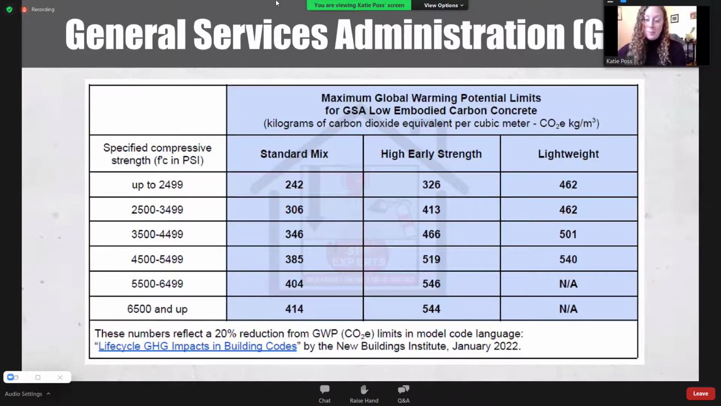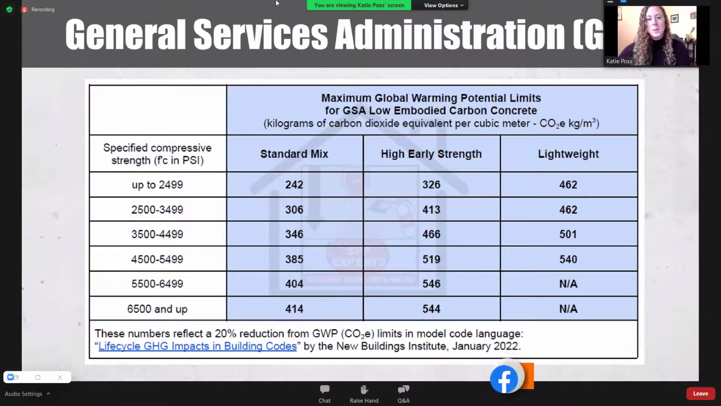And finally, hot off the press, just last month, the General Services Administration issued new standards for reducing the carbon footprint of their buildings and infrastructure projects. This includes an energy efficiency standard and a low embodied carbon concrete standard. Now, these standards are in alignment with Architecture 2030, which sets targets for reducing operational emissions and embodied carbon emissions of their projects.